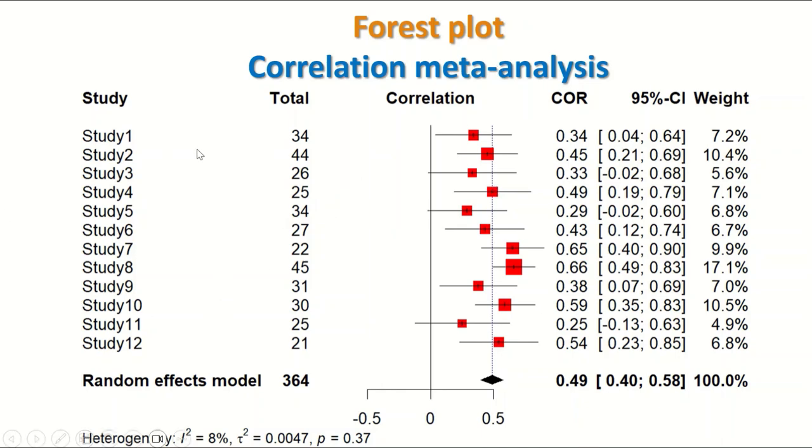This is generated from RStudio, and again a section for descriptive, a section for diagrammatic, and a section for overall effect size and heterogeneity test. The effect size here is the correlation coefficient that is calculated for each study with 95% confidence interval, and an overall correlation coefficient for all those 12 studies when they are combined, with the 95% confidence interval.